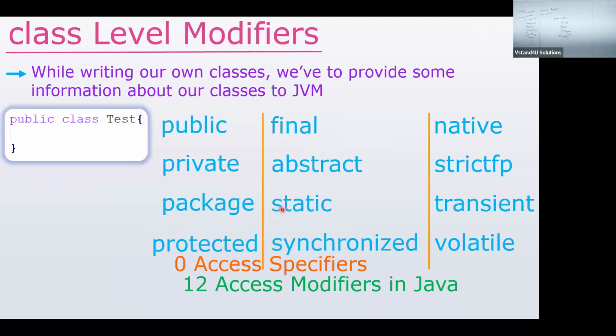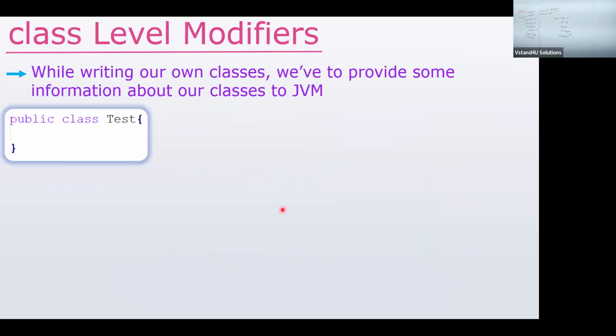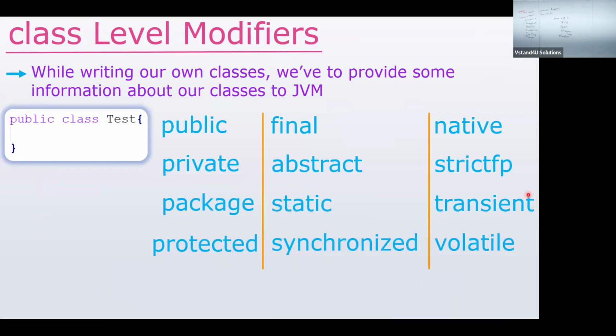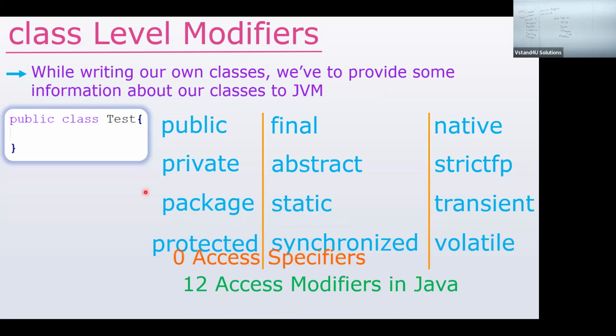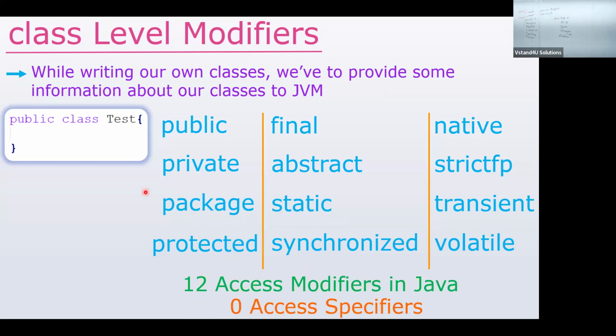Okay, moving forward. These are the things we need to explore. While writing our own classes, we have to provide some information about our classes to the JVM by writing these access modifiers. This is where I want to start discussing. These are the access modifiers. Total 12 access modifiers are there in Java. Zero access specifiers. There is no concept of access specifiers in Java. Do you agree? If not, wait for a moment, I'll explain it probably tomorrow.